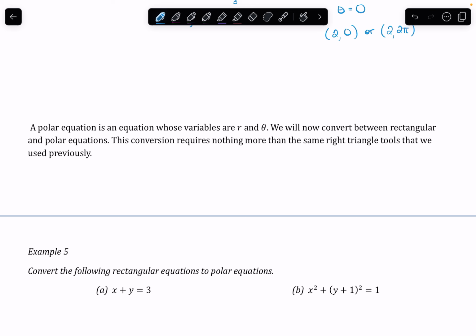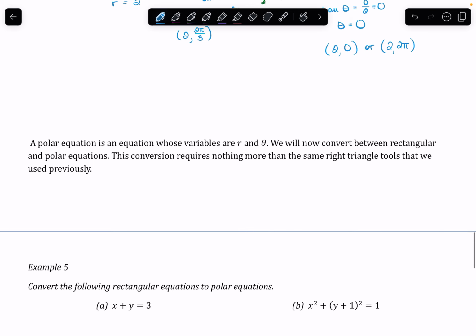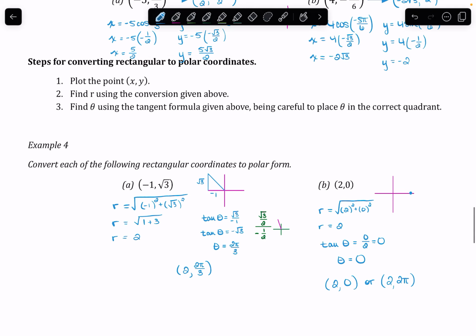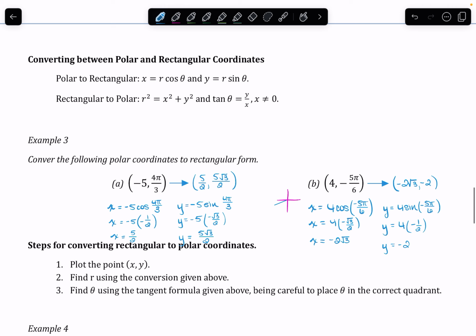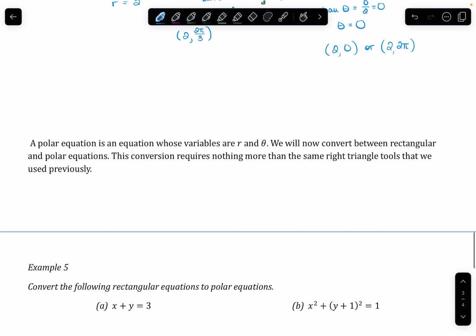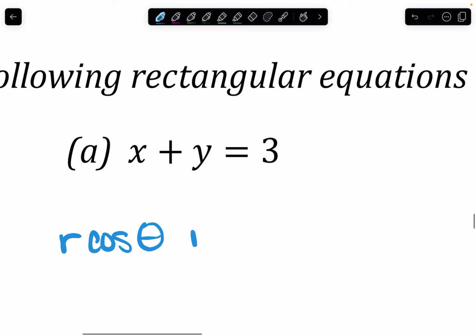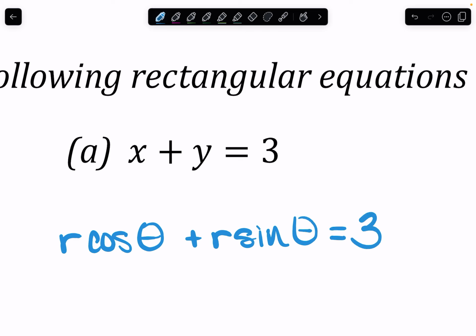All right, so we've got a rectangular equation. So I know that x plus y equals 3. So what I want to do is translate the x and the y. Since we're trying to go to polar form, I want to translate x and y into what they represent. X is r cosine theta, y is r sine theta. So x, we're going to substitute in r cosine theta, plus r sine theta, that's the same thing as y, equals 3.